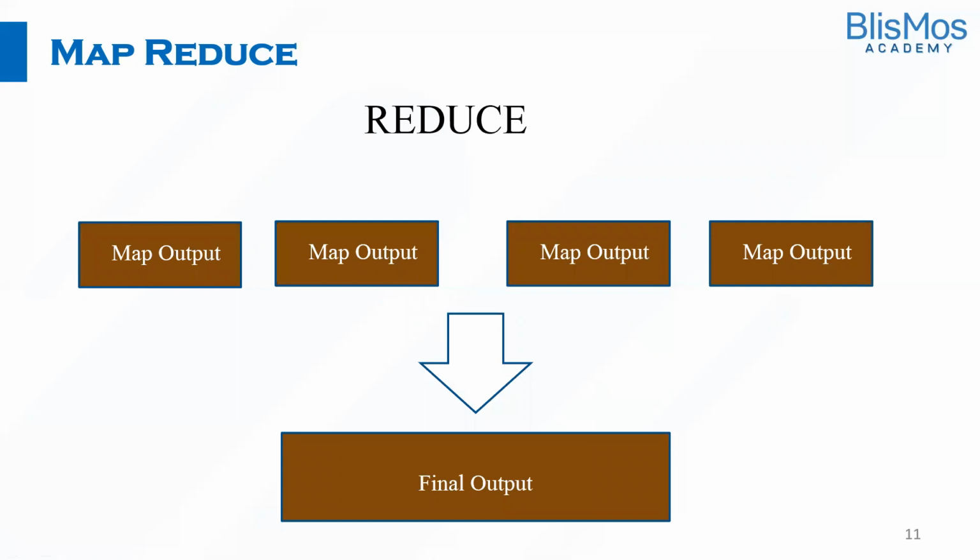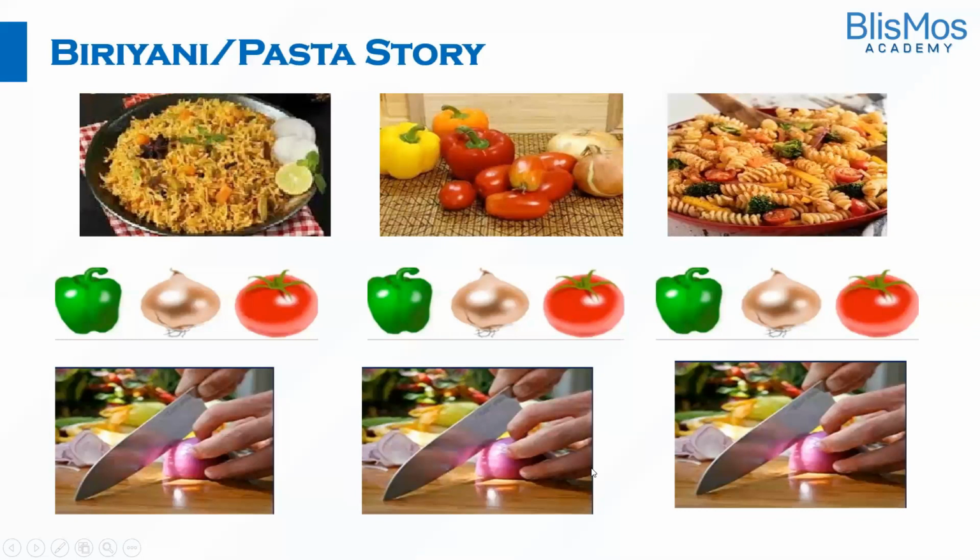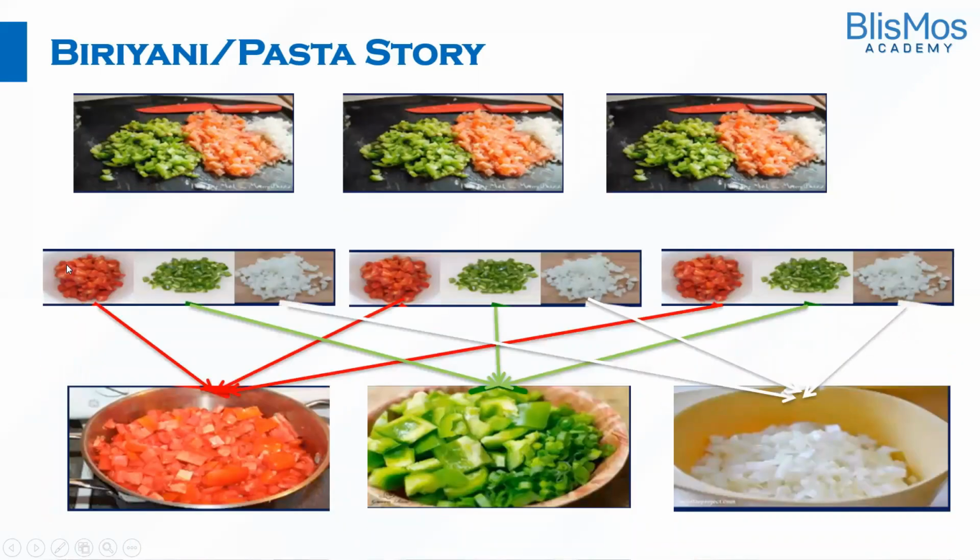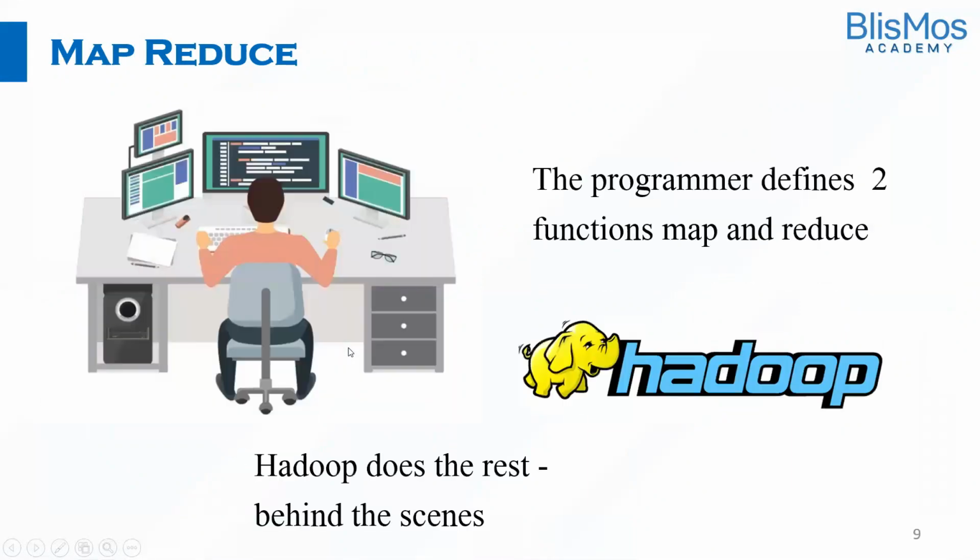Then what the reduce step does is it takes the map output, acts on it, processes it, and produces the final output. If you remember our pasta or biryani story, think of this as the map phase where the parallel processing of the data is being done. These are the intermediate outputs produced by the map phase, and the reducer takes this output of the map phase as input and combines the values of intermediate results from the map phase. That is what is happening in the map and reduce phase.